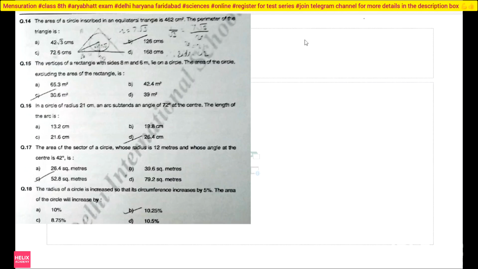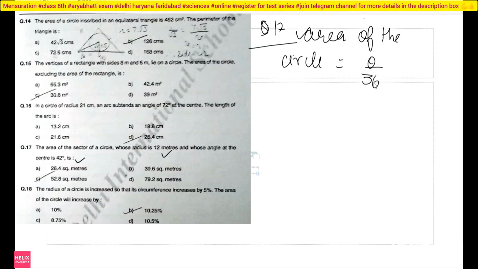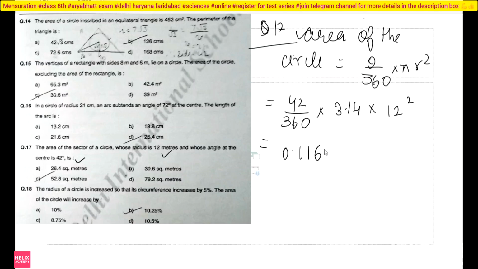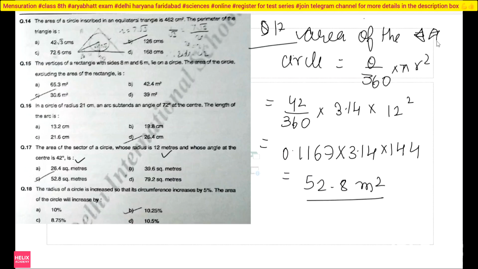See, in question number 17, the area of the sector of the circle, whose radius is given and the angle at the center is given. They are asking about the area of the sector. So area of the sector is nothing but theta upon 360 into pi r square. Everything is given, just put in the values. That is 42 upon 360 into 3.14 pi value, r square is 12 square. So what will happen? 0.1167 into 3.14 into 144. So what you will get? 52.8 meter square. Just remember this formula: theta by 360 into pi r square is the area of the sector.